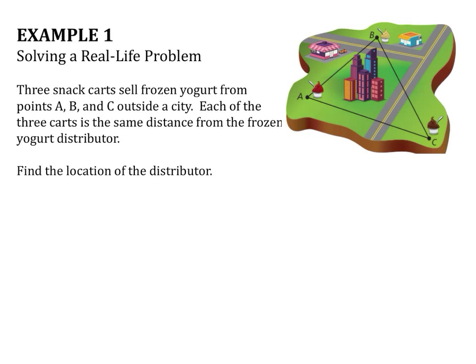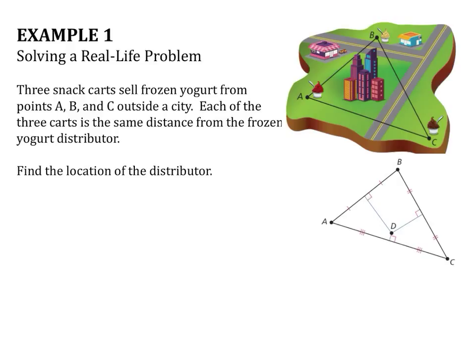Alright, let's take a look at a real-world problem. Three snack carts sell frozen yogurt from points A, B, and C outside of a city. Each of the three carts is the same distance from the frozen yogurt distributor. Find the location of the distributor. Start solving and answering this question by sketching a picture of this situation. So as you can see here, we have our three yogurt shop spots, and it's saying that each of the three carts is the same distance from the frozen yogurt distributor.